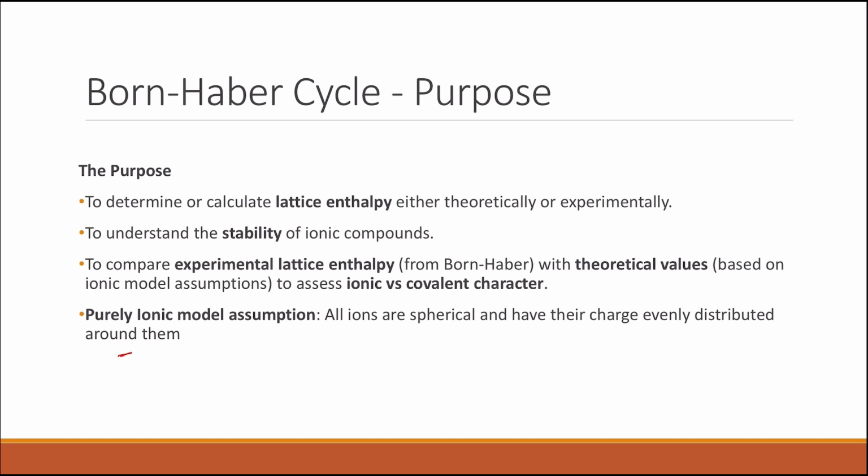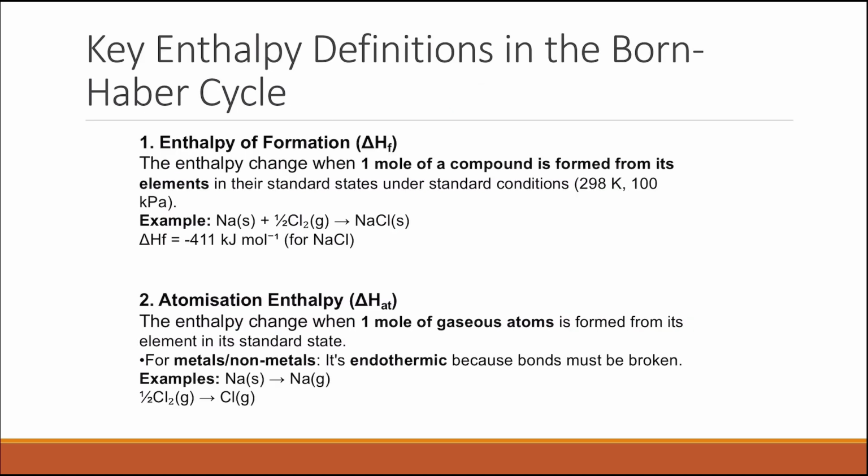However, the majority of ionic compounds are not purely ionic, but have some covalent character. So when you compare the value you get from the Born-Haber cycle with the theoretical value, and you find that these two are different, that means the compound is not purely ionic, but has some covalent character. If they are very close to each other, it's more like a pure ionic compound.